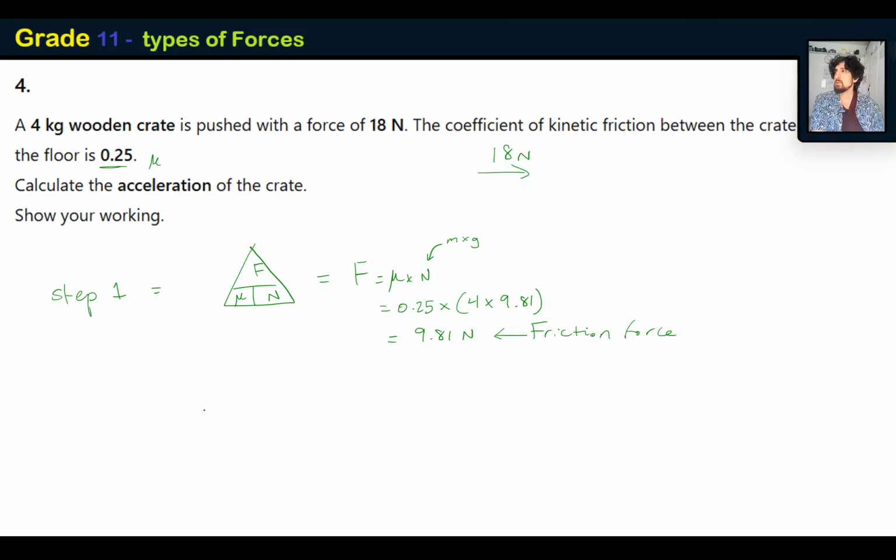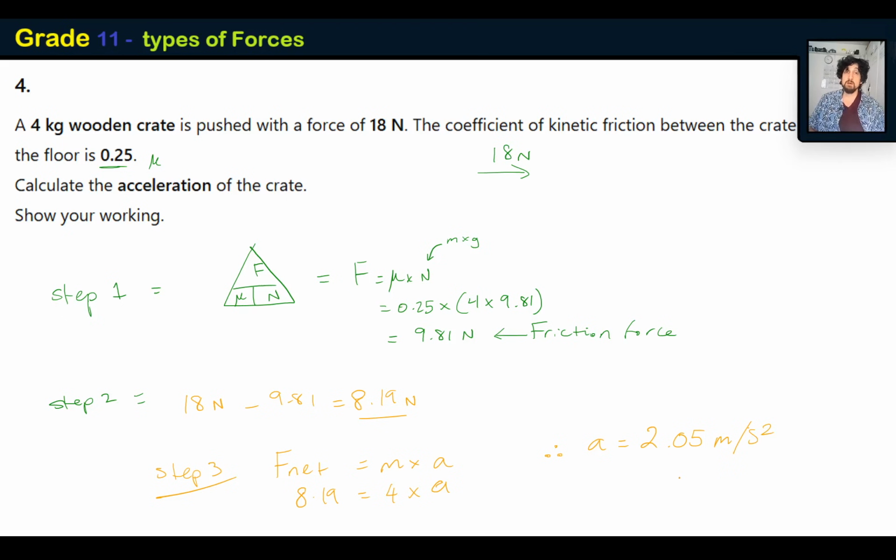Which is great because now what I need to do, step 2, let's go to orange. Step 2, what I need to do is go 18 newtons minus 9.81, and that's going to give me a nice number, 8.19 newtons. Now what is that? That is the net force. So it's going to be F net equals mass times acceleration, that's step 3 by the way, and I know that's going to be 8.19, and that's equivalent to 4 multiplied by the acceleration. So therefore the acceleration is going to be approximately 2.05 meters per second squared. And if somebody says, well, why not just 2? Yeah, you can. Just 2 is fine.